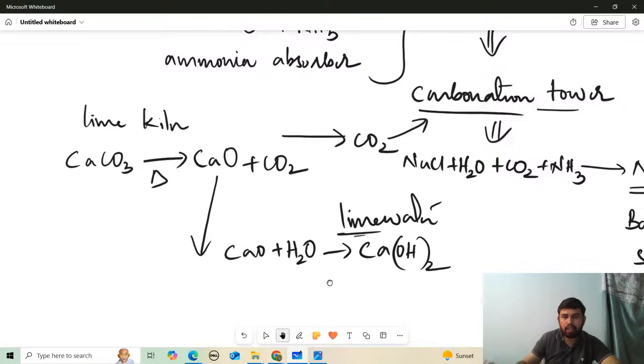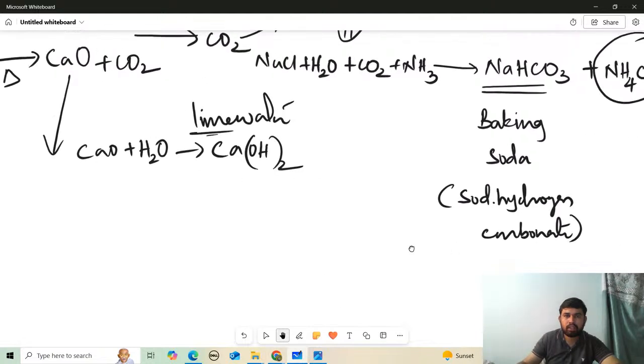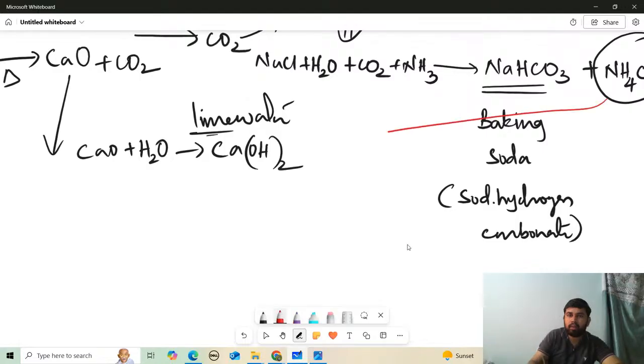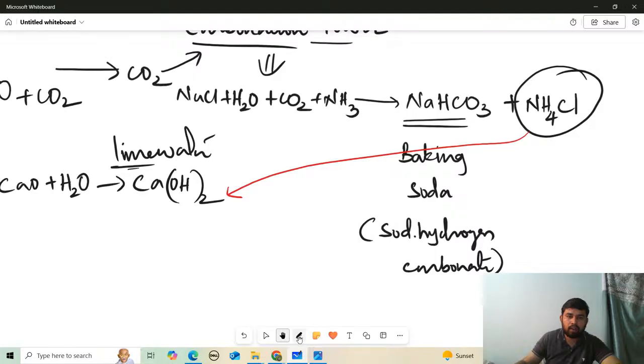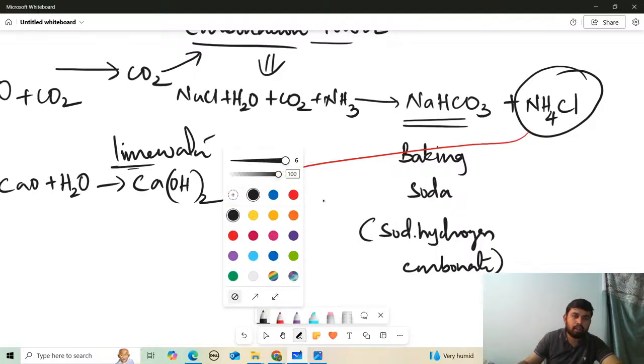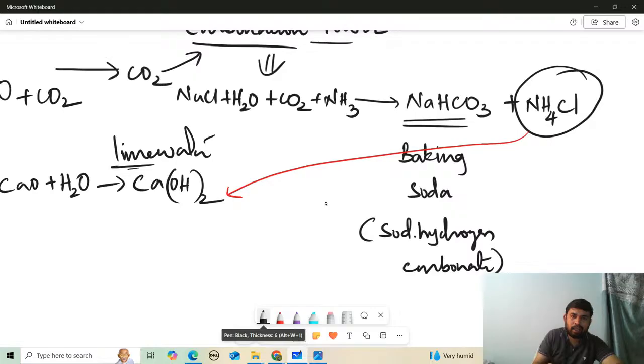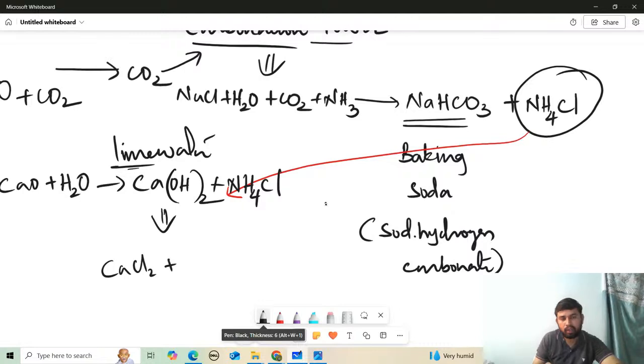This lime water, from the reaction whatever we are getting here, let me use a different color to differentiate. The ammonium chloride is going to mix with the lime water. Now this lime water Ca(OH)2 plus NH4Cl is going to react, and they give rise to CaCl2, one more will be NH3, and one more is H2O.